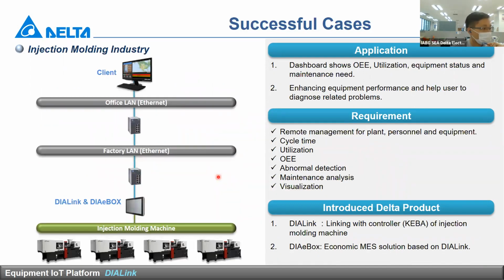And this is for injection molding machines. Actually, for the DIALink, we also have another function, modular functions. This one focuses on the injection molding machines. In this case we link to the molding machines from Taiwan, and then transfer the data to the client to monitor all the real-time situation from the injection molding machines.